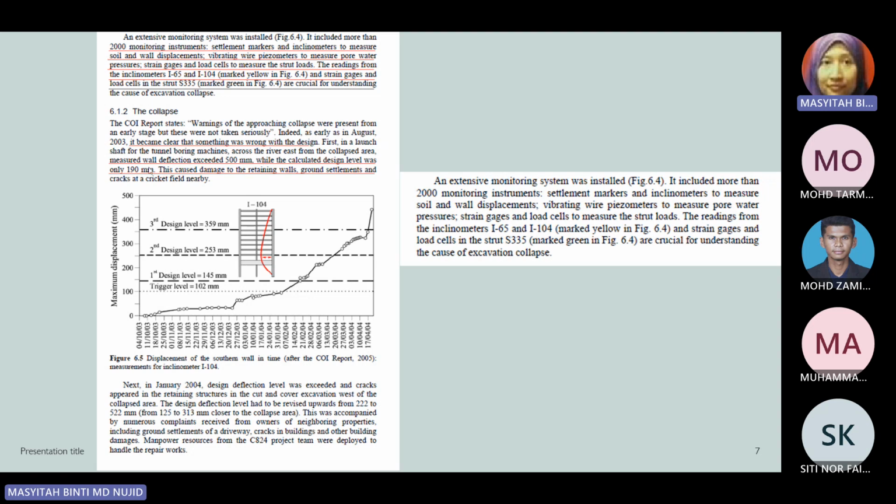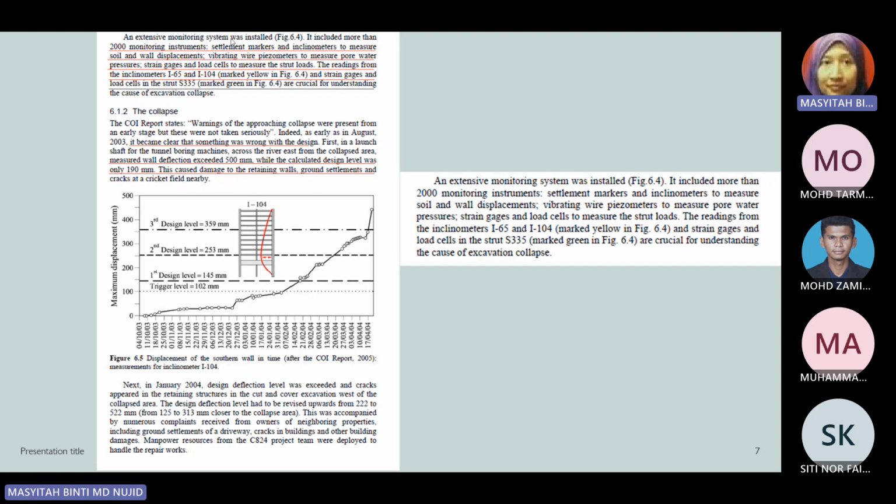Indeed, as early as August 2003, it became clear that something was wrong with the design. First, in the launch shaft for the tunnel boring machine across the river from the collapse area, the measured wall deflection exceeded 500 millimeter, while the calculated design level was only 190 millimeter. From here, actually, they already had an early warning, an early sign, but no one cared about the warning. So this caused damage to the retaining walls, ground settlements, and cracks at the nearby critical facility.